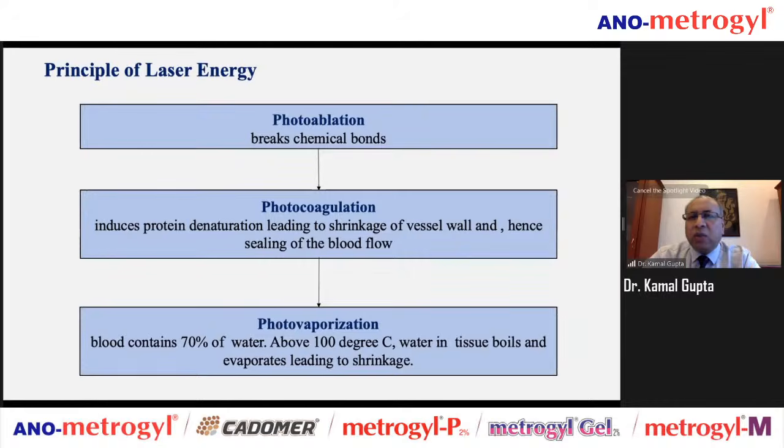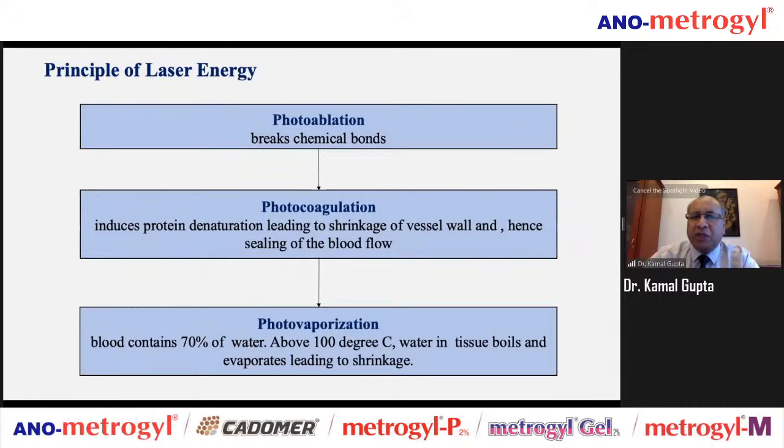Second, it leads to photocoagulation. Now we know that protein denaturation starts at 72.6 degrees Celsius and it goes up to 132. Now what happens when the thermal energy is released? It leads to protein denaturation, leading to sealing of the blood vessels. So once the blood vessels are sealed, it leads to shrinkage.